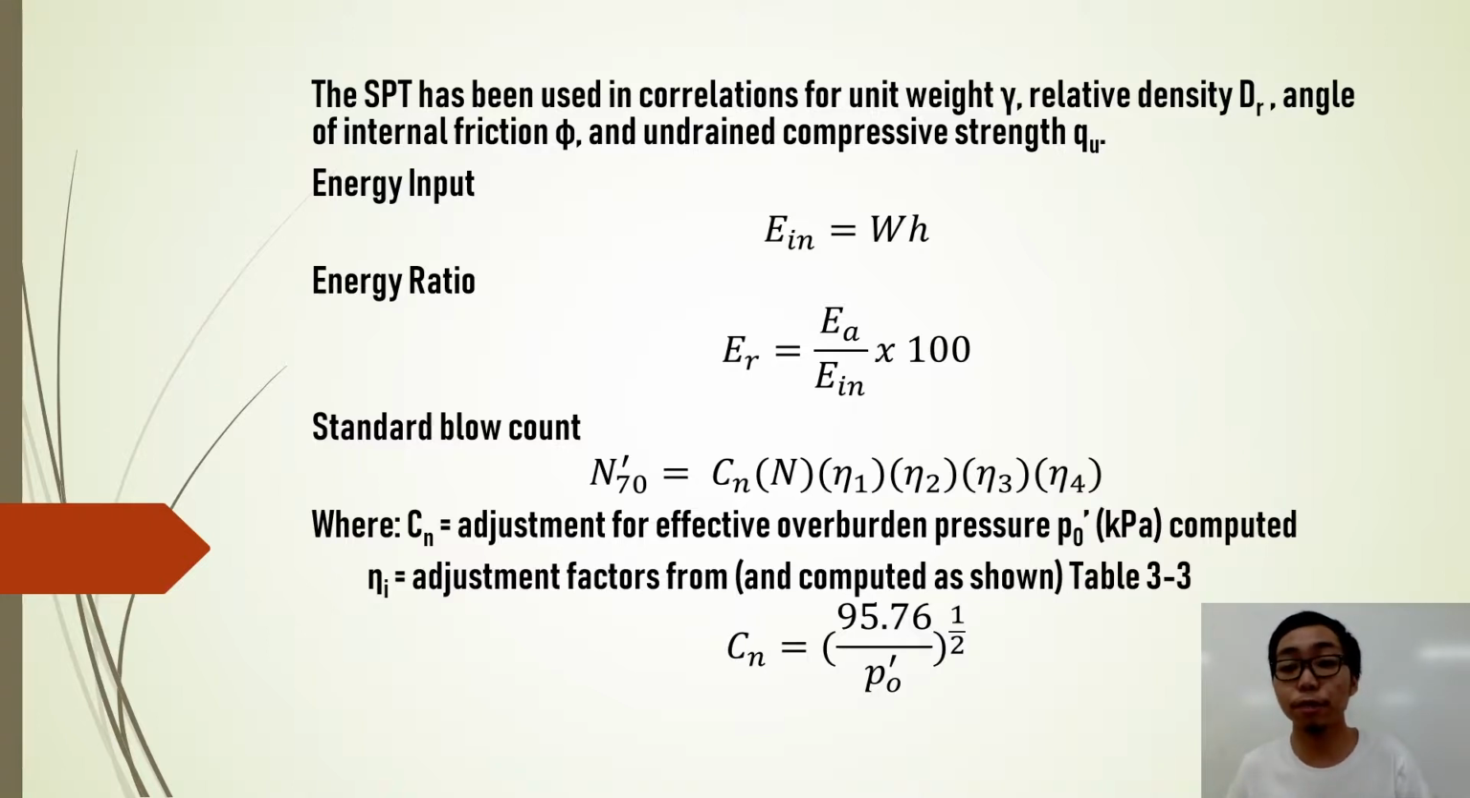In order to compute for Cn, it is given here that it is equal to 95.76 over Po raised to 1 half.